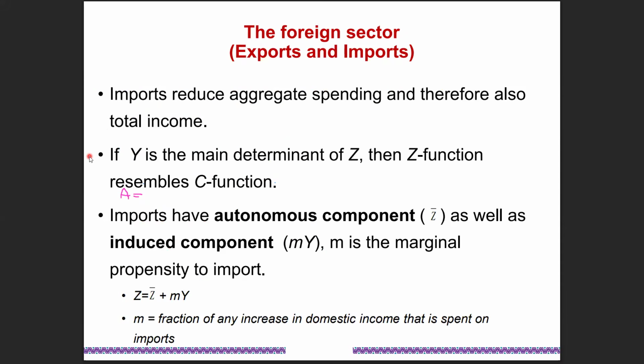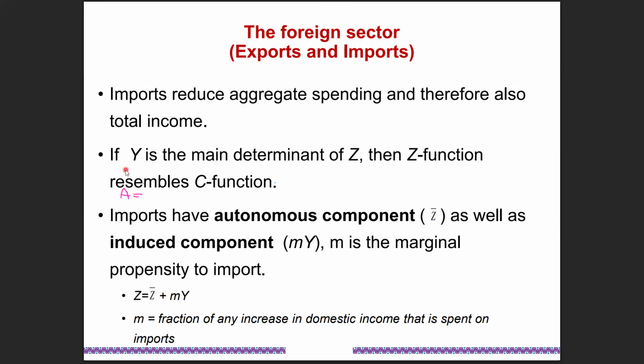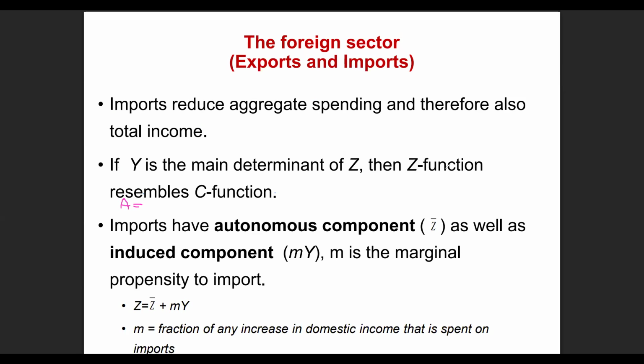And then they're saying, and therefore total income. So it also reduces total income. Remember, we said that Y can stand for total production. It can also stand for total income. That's Y here. If income is the main determinant of Z, which is import, then the Z function resembles the C function. So they're saying that if income is the main determinant of import, then the Z function, which is the import function, will resemble the C function, which is the consumption function.